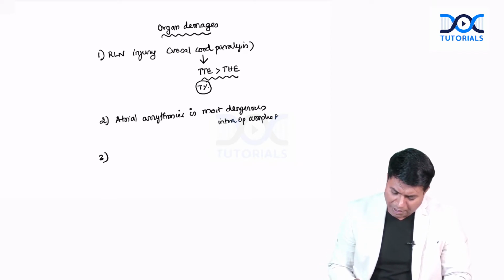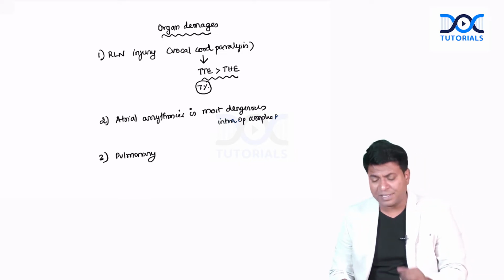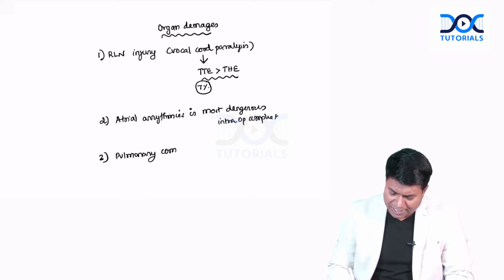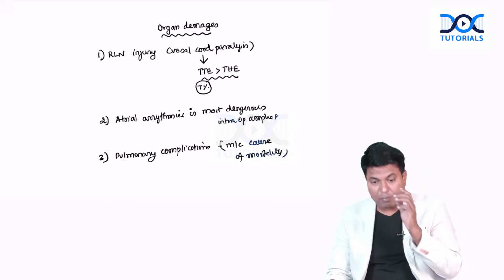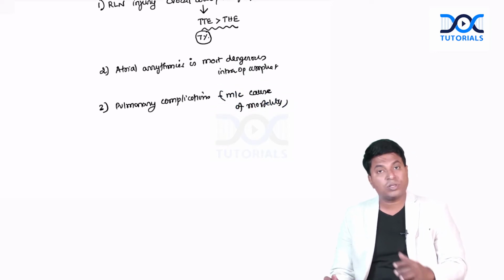And all sorts of pulmonary complications, whatever you want you can put: pulmonary atelectasis, lung abscess, everything. Pulmonary complications are the most common cause of mortality. So the patient develops more pulmonary complications, which causes more chances of death.